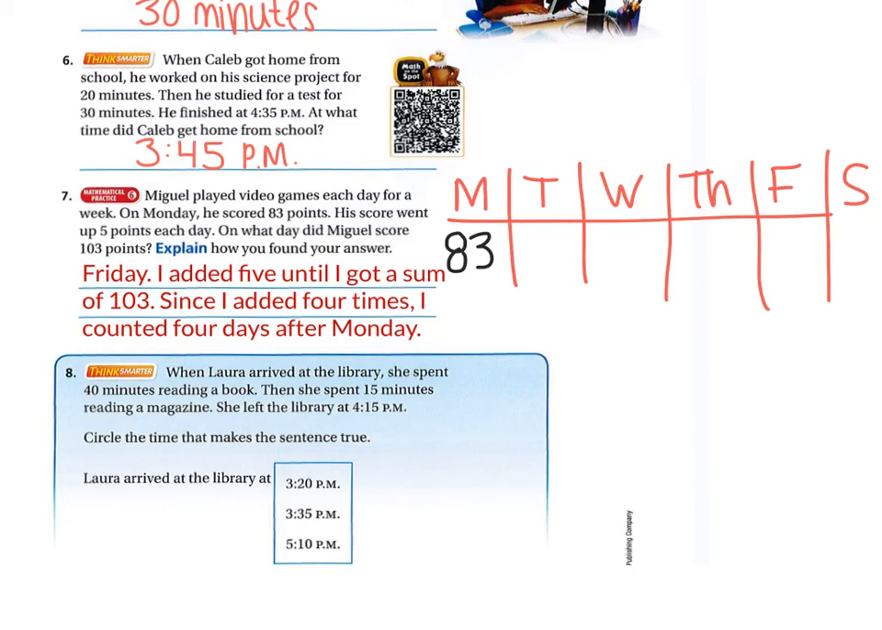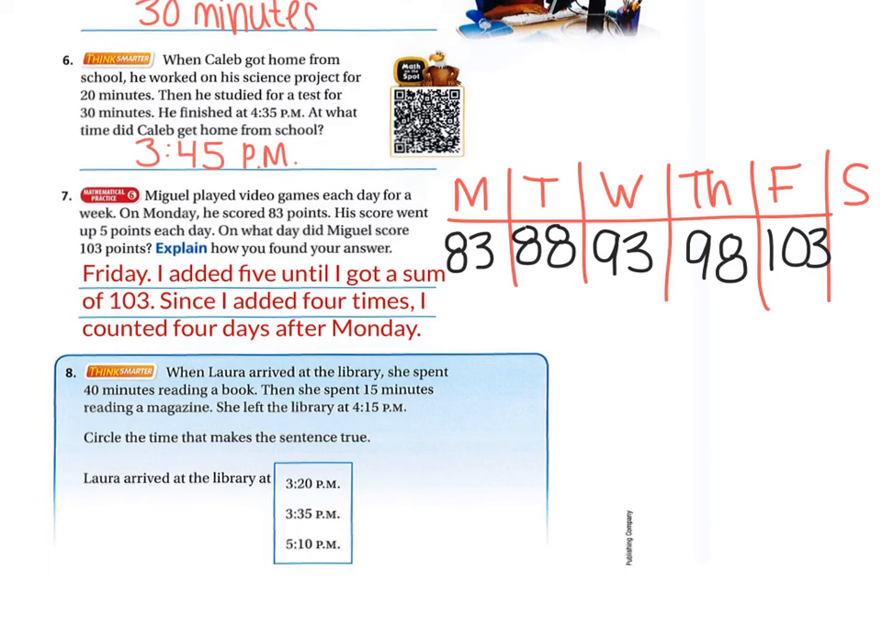So when I add 5 to 83, that brings me to 88. Plus 5 more is 93. Plus 5 more is 98. Plus 5 more is 103. And I'm going to stop right there. I actually didn't have to use this Saturday box that I left for myself because we can see that Miguel scored 103 points on Friday. So here's our answer, Friday.